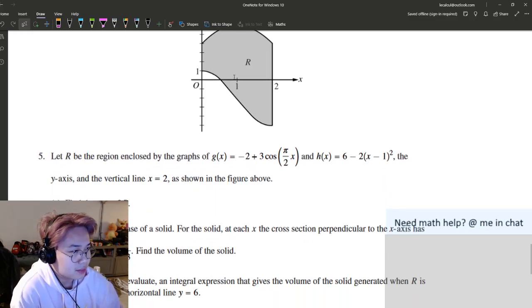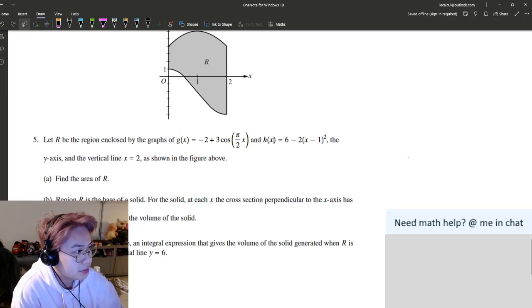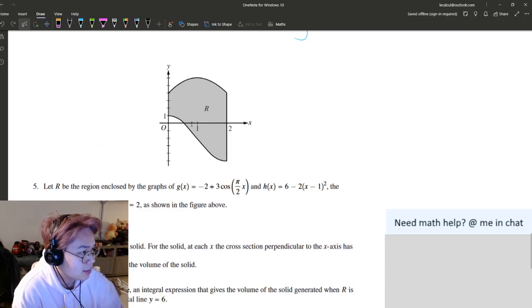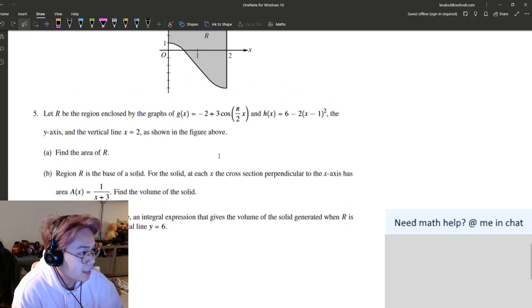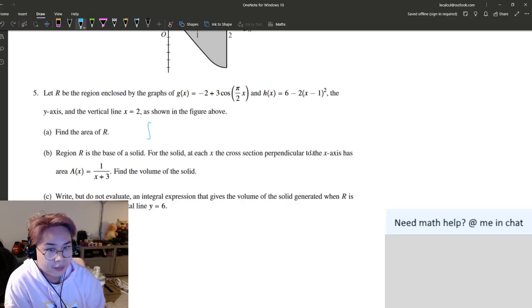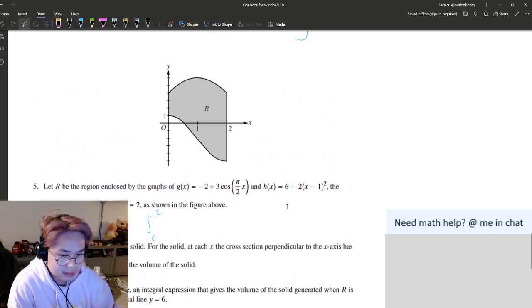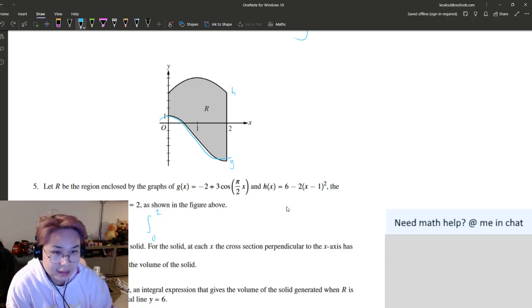So R is this region enclosed between 2 graphs, G, H, the y-axis, and the vertical line here. Okay, so one of these is G, one of these is H. Find the area. This doesn't seem too bad. We just need to take the integral from 0 to 2. And then I need to know which one is which. This one is G, and this one is H, and the reason I know this is because this shape right here is not going to be a parabola. So we are going to take H and subtract G.